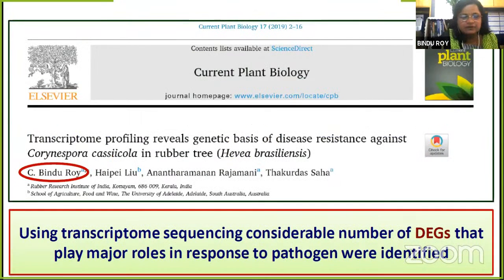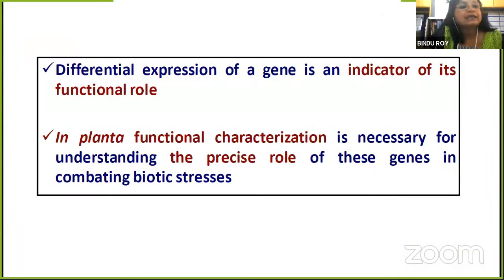Now, our paper, which appeared in Current Plant Biology recently, used transcriptome sequencing, and a considerable number of differentially expressed genes that play major roles in response to the pathogen were identified. We know that differential expression of a gene is an indicator of its functional role. In planta functional characterization is necessary for understanding the precise role of these genes in combating biotic stresses.